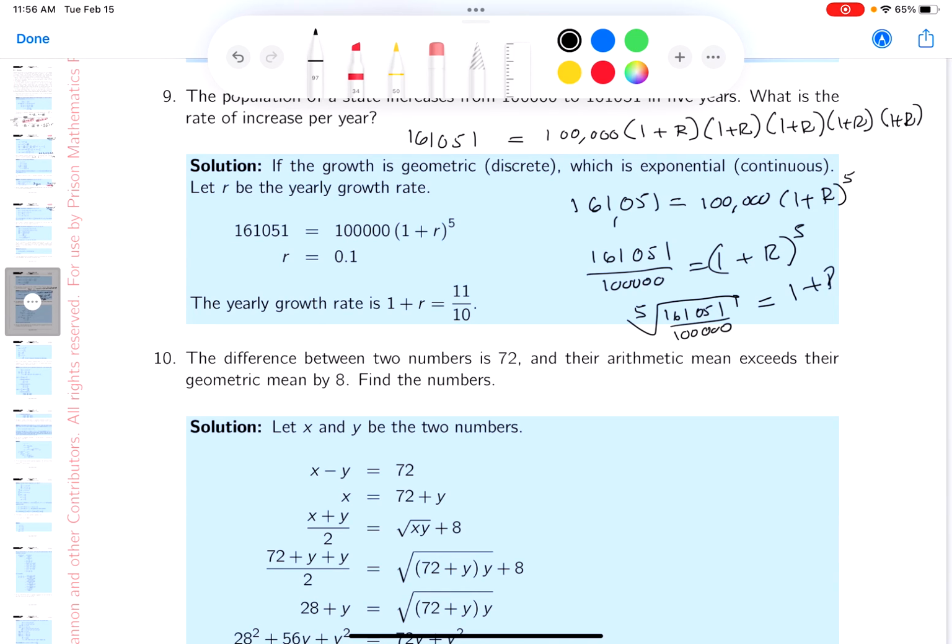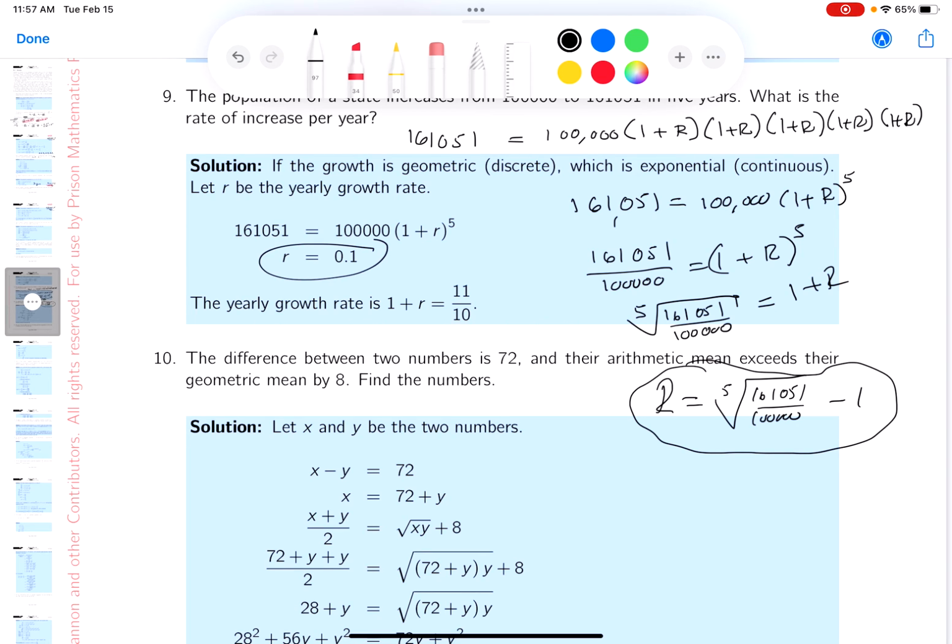This is 1 plus r. So what's r going to be equal to? It's going to be the fifth root of 161,051 over 100,000 minus 1. By the way, I used a calculator, and there's no doubt about it. Calculators are quite good. I mean, they really are. You get a nice, easy number on it, and it's actually, the r turns out to be 0.1.